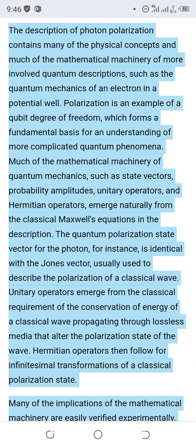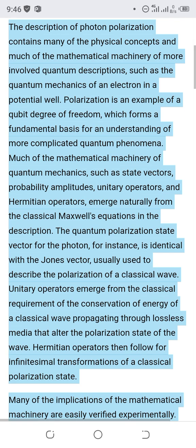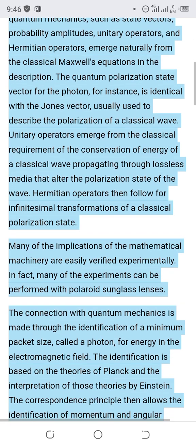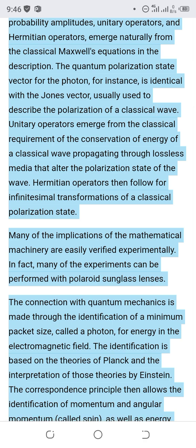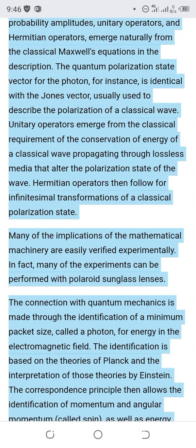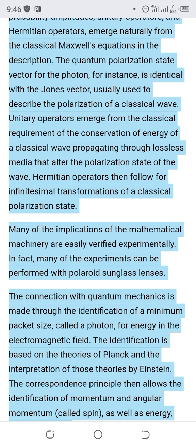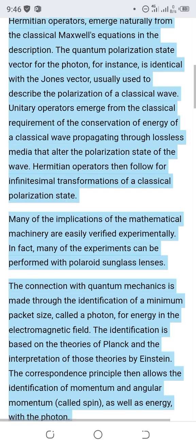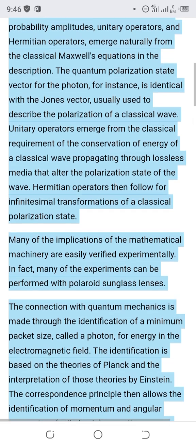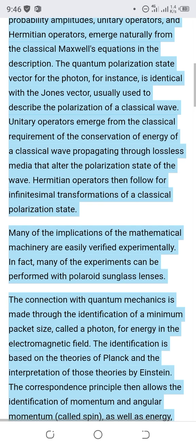Hermitian operators then follow for infinitesimal transformations of a classical polarization state. Many of the implications of the mathematical machinery are easily verified experimentally. In fact, many of the experiments can be performed with polarized sunglasses lenses.